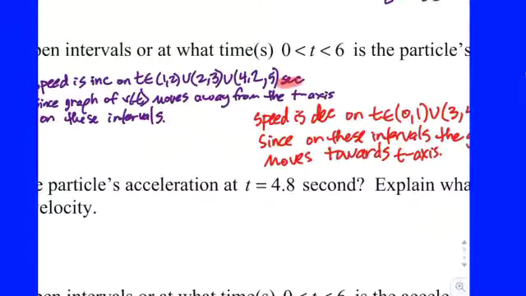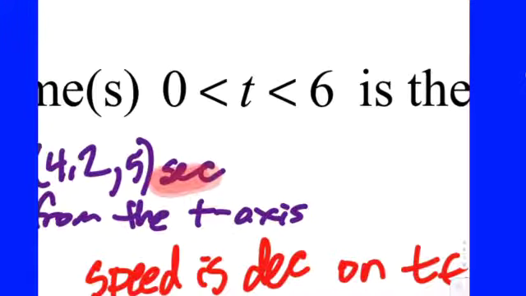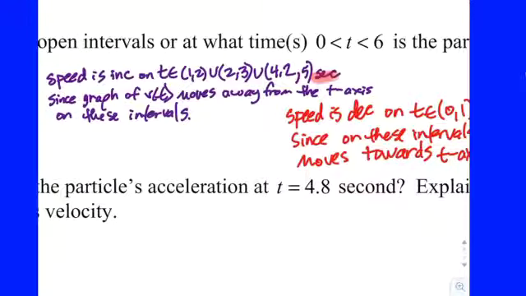Interval notation. I like interval notation. They give you inequality notation up here. Feel free to use that, but I think interval notation is just a little slicker. Now, what if I didn't put t in? Do you think they'd still take it?